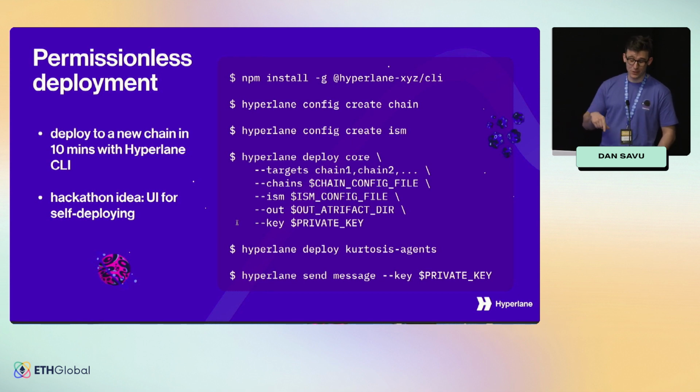But now you need infrastructure to connect those various chains, right? Again, using the artifacts from the earlier commands, you can run Hyperlane deploy Kurtosis agents. And Kurtosis is this cloud infrastructure company that we've partnered with. It will take your JSON artifacts and output a URL.